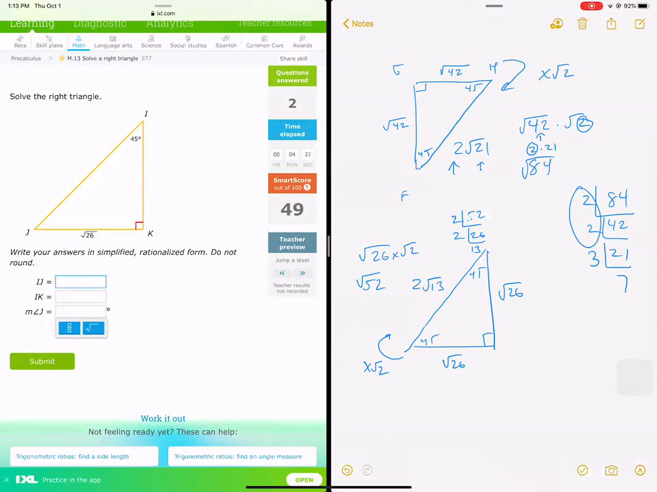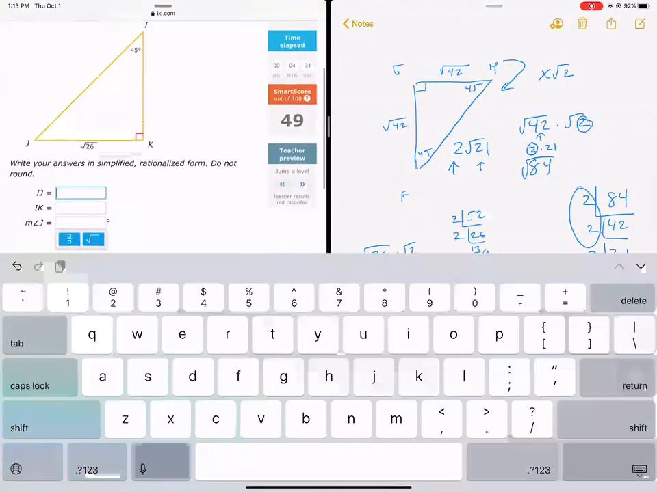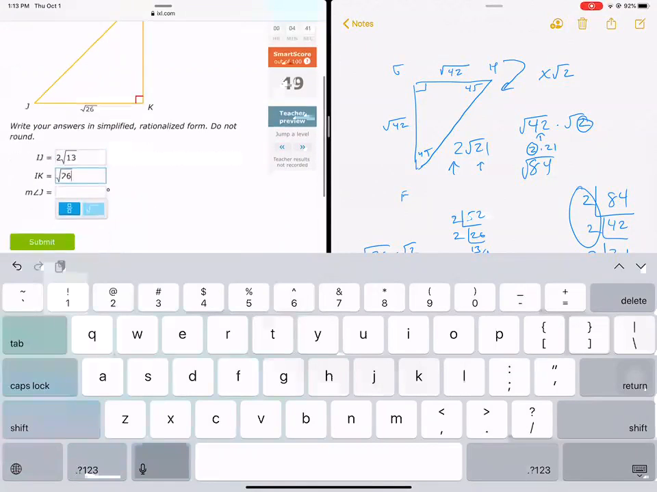Okay, so we know everything we need to know. IJ, we wrote there, is 2 square root of 13. IK is square root of 26. And J is 45.